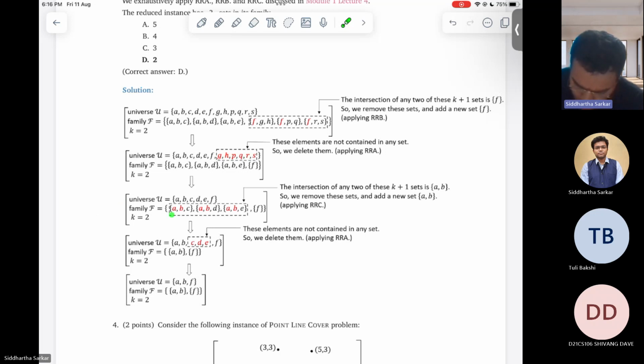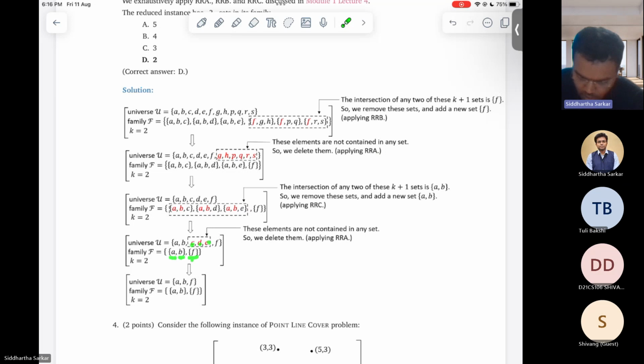Then again, we are able to find three sets that have a common intersection, in this case A and B. So we replace these three sets by a smaller set containing A and B. Then we have this reduced instance, and here the elements in the sets are only A, B, and F. So C, D, and E are of no use for our purposes, and we delete C, D, E. Now we are left with this reduced instance. The universe is only three elements, A, B, and F, and the family contains only two sets: one is A, B, and the other is a singleton set containing F.